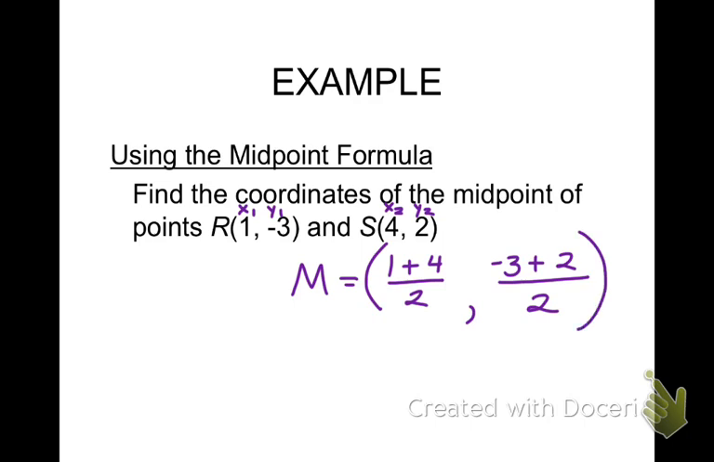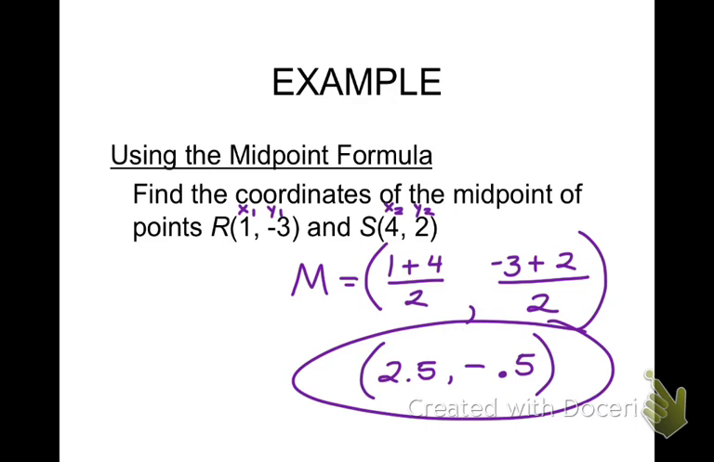Now we just need to do some mental math. 1 plus 4 is 5. That's half of 5. 2.5. Good. Negative 3 plus 2 is negative 1. Divided by 2 is negative 1/2. So the ordered pair, 2.5 comma negative 0.5, would be where the middle of that line segment would be.